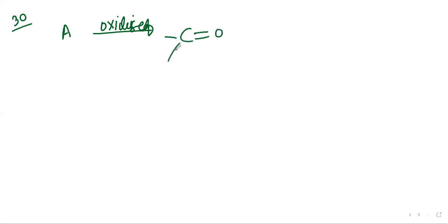Now see the next question, number 30. Which one of the following can be oxidized to corresponding carbonyl compound? So it is doing oxidation. Suppose I am taking A as a reactant and it gets oxidized, forming a carbonyl compound, C double bond O. So this is called a carbonyl compound. Asked in 2004.